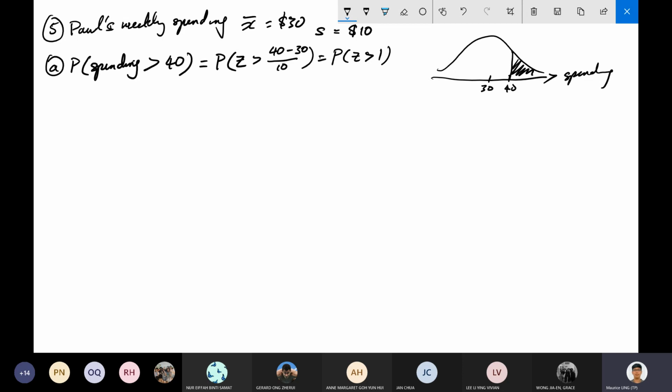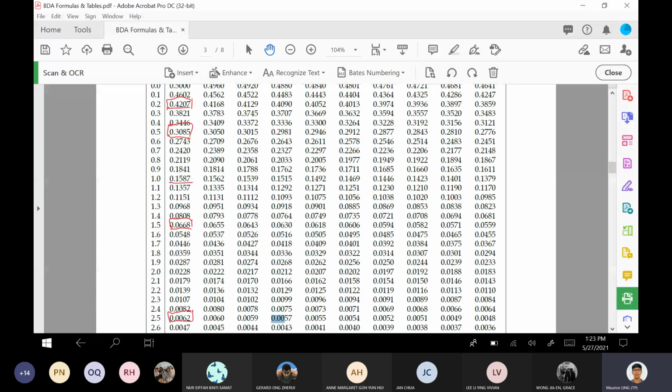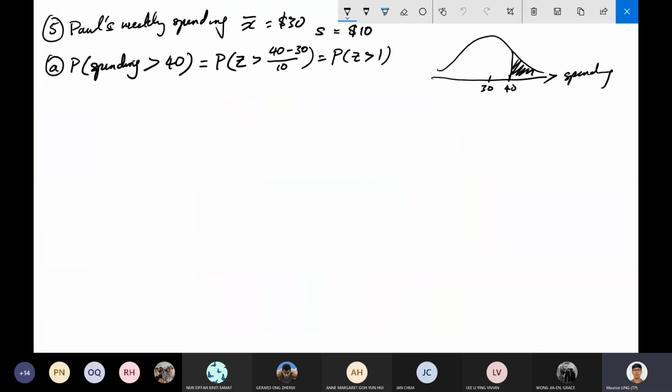So you go to the table. 1 is here. 15.87%. So the area here is 15.87%.